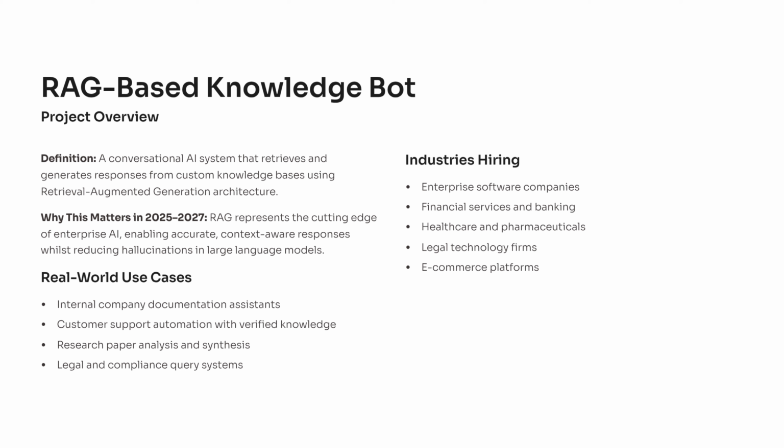A RAG bot acts like a smart assistant that pulls the right pieces of information from company documents, manuals, knowledge bases, and research papers before forming a response. This is why RAG matters so much in 2025 to 2027, because enterprises now need AI that is reliable, secure, and grounded in real data.